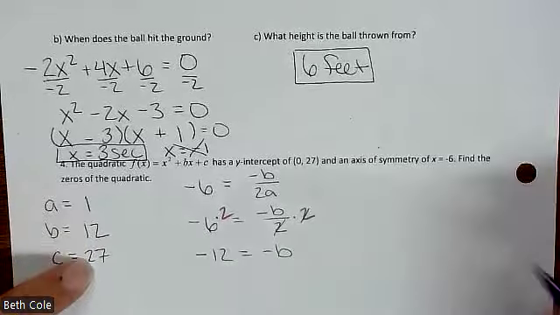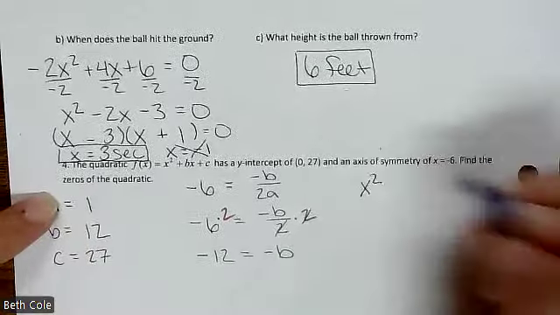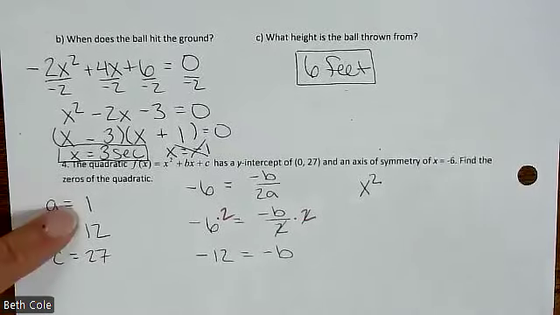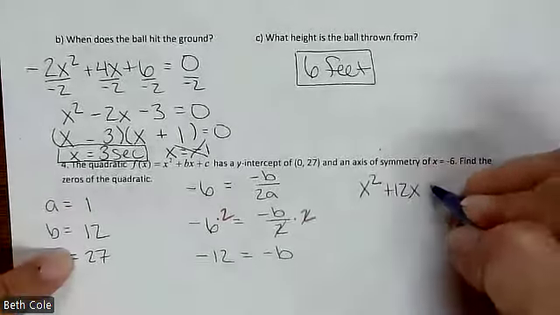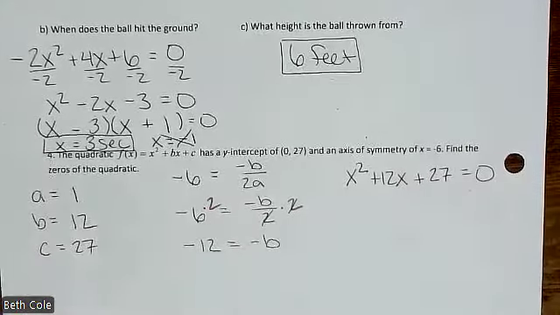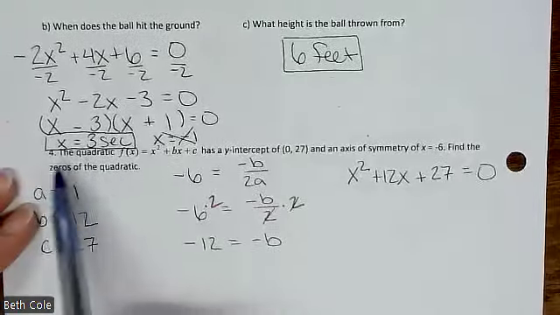Let's write out our quadratic. It would be 1x squared, or just x squared. And then what? Yeah, plus 12x plus 27, and I'm going to make it equal 0. Why would I do that? Yeah, the directions, right? It says find the zeros.